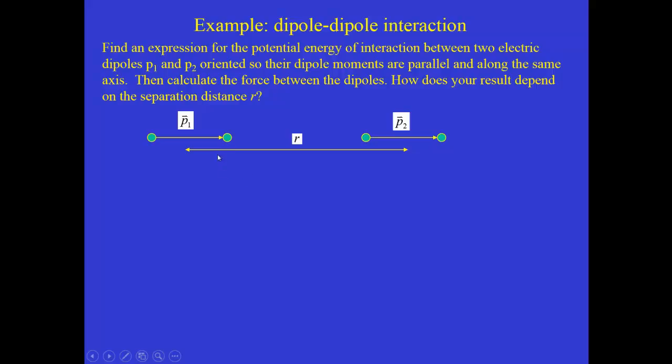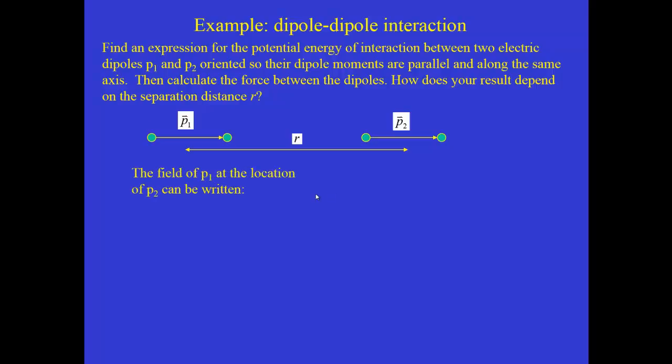And it governs the way that those structures move and the way that proteins fold into conformations that are important in allowing them to function the way that they do. So understanding these forces is important. So we'd like to know for P1 and P2 oriented parallel like this along a fixed axis with their centers separated by a distance r, what is the potential energy of interaction, and then from that result, what's the force between those dipoles?